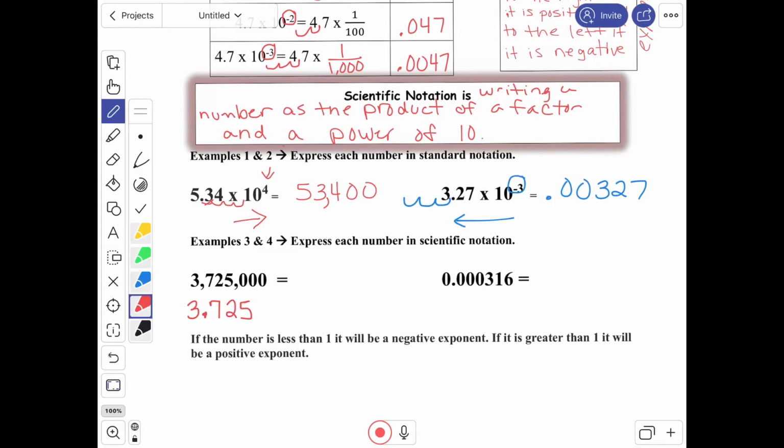So if I move the decimal to between the 3 and the 7, I had to move it 6 spaces. So it's times 10 to the 6th power.